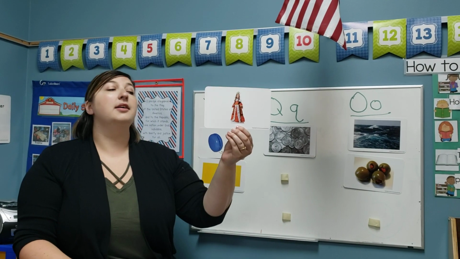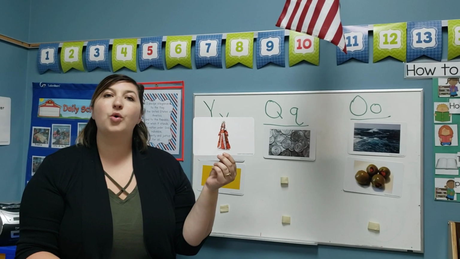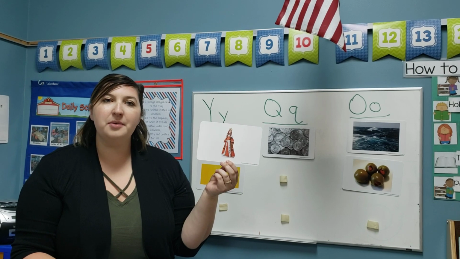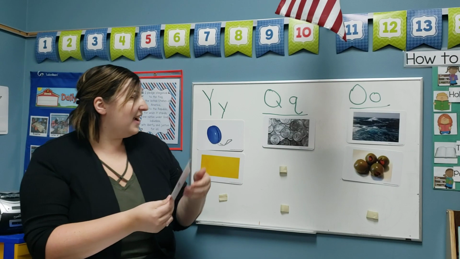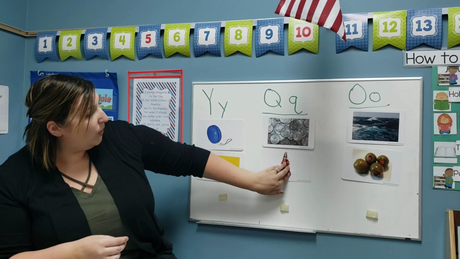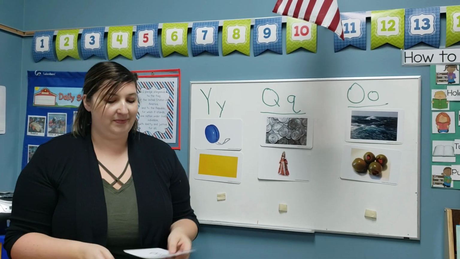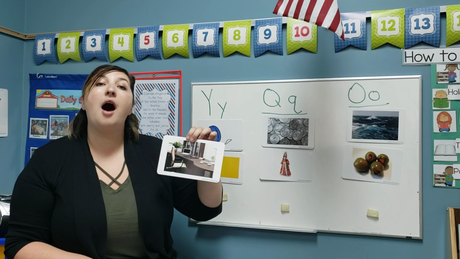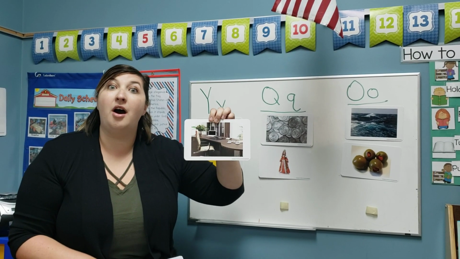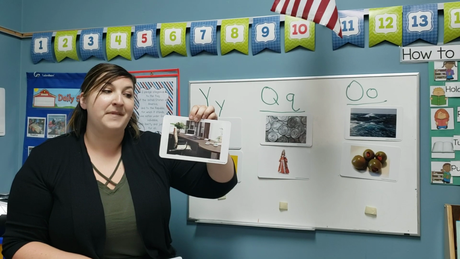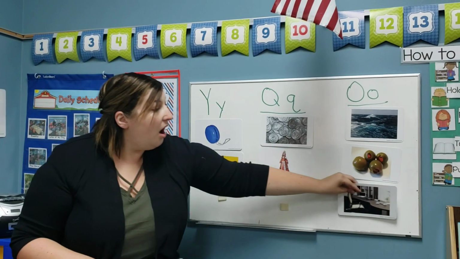Presenting Her Majesty the Queen. Queen. What sound do you hear in queen? You're right. It's that Q. Queen. All right. Let's see if I can trick you. I have an office. Some of your parents might have had to make an office at home. Office. Starts with the letter O.